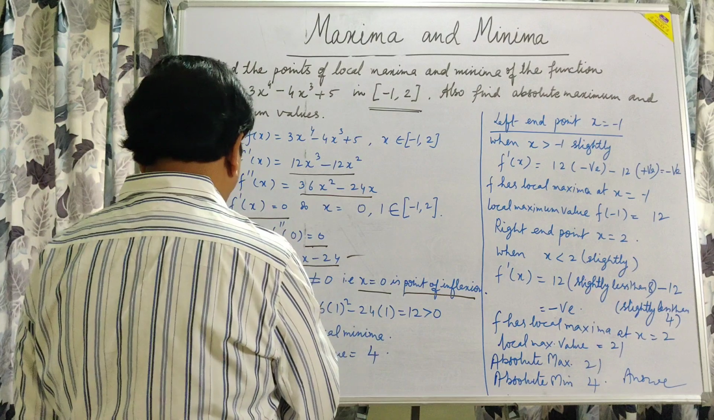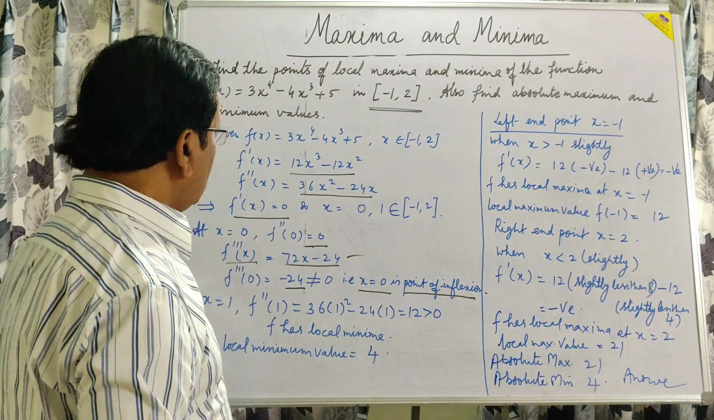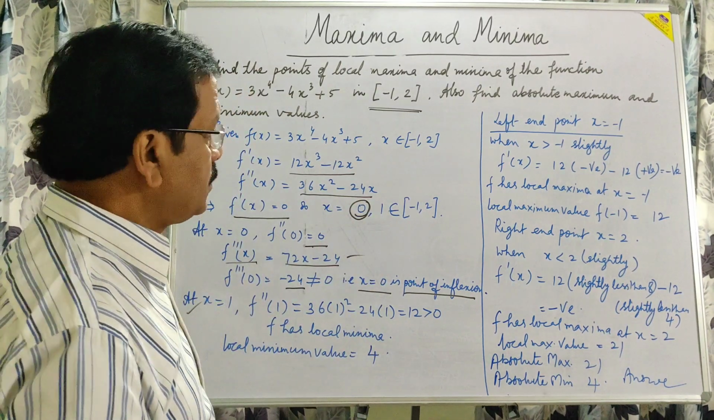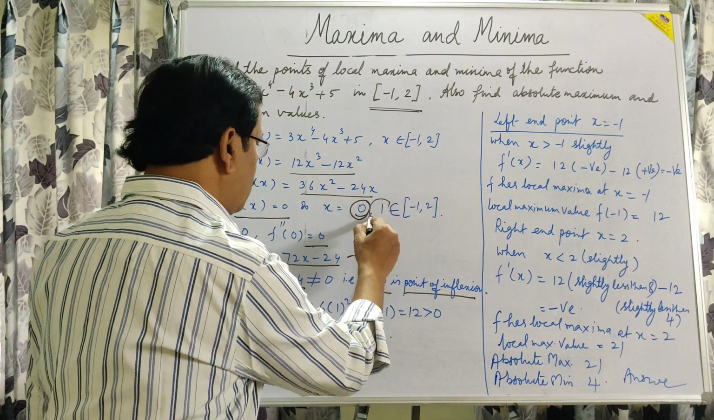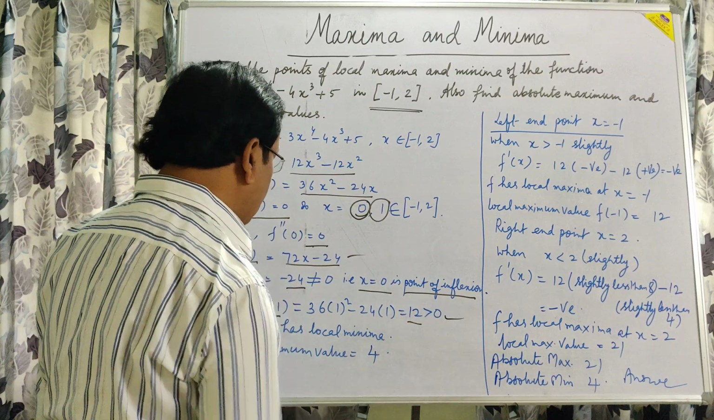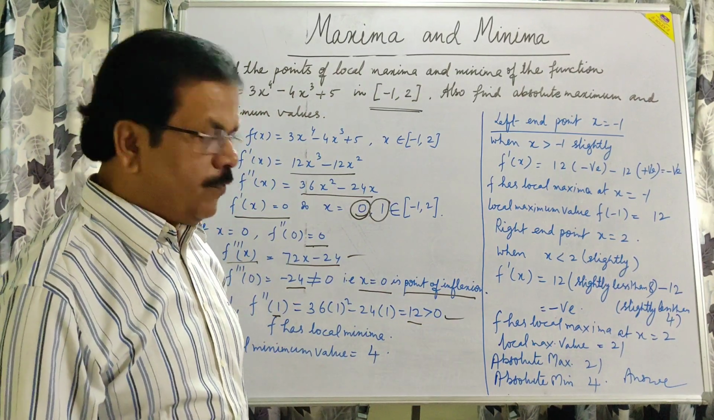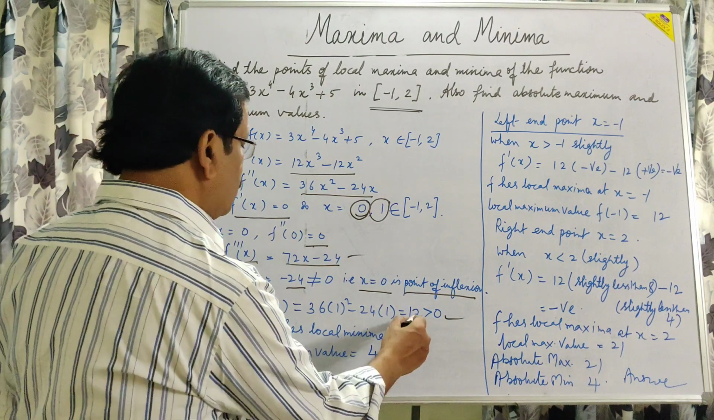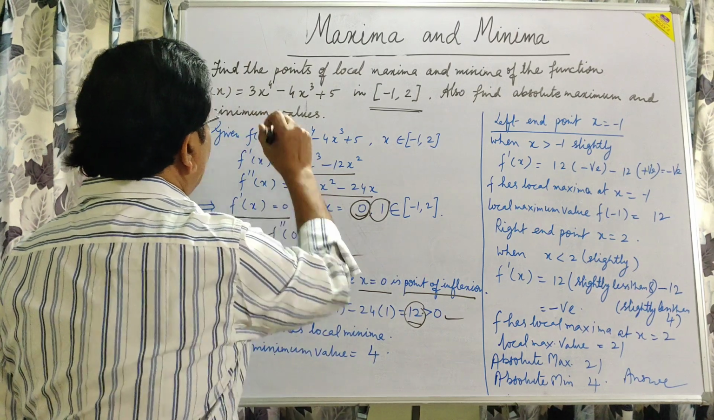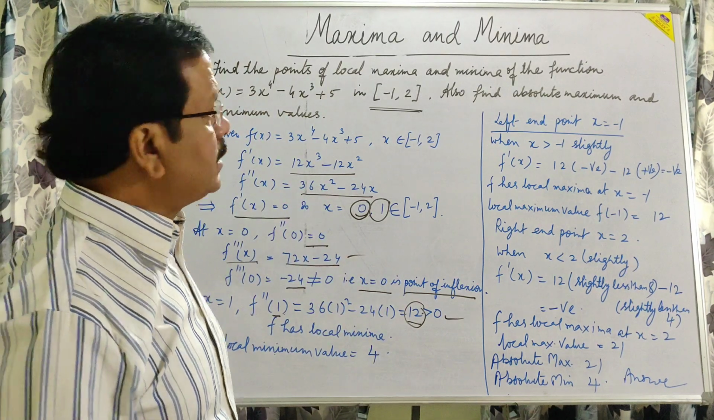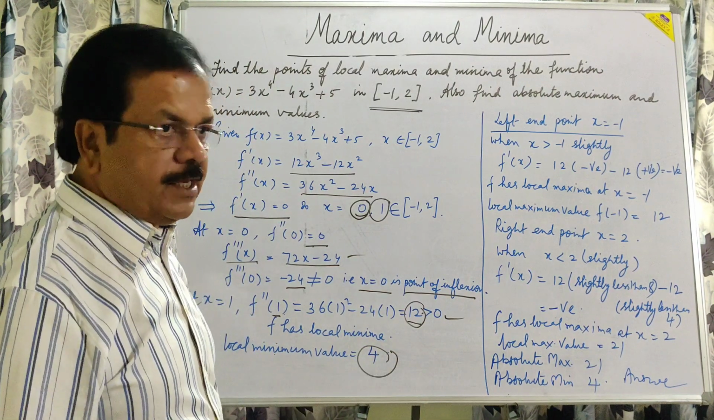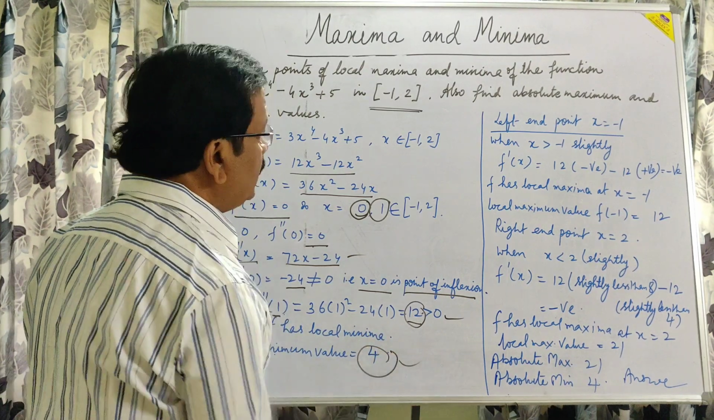Okay, now for the next, x is equal to 0 we already tested, and this is a point of inflection. Now at x is equal to 1, f double dash 1 is equal to 12, which is greater than 0, and that is why this is the point of local minima. Putting this value 1 in the given function, fx is equal to 3x to the power 4 minus 4x cube plus 5, we are getting minimum value 4. The point is this and the value is this.